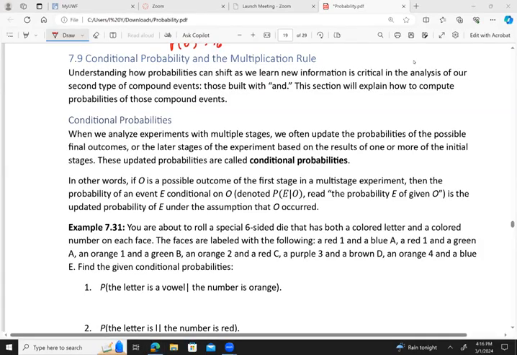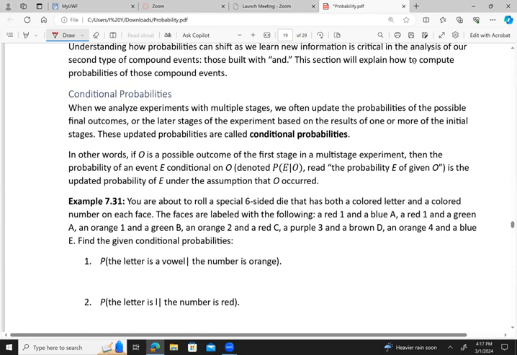Okay, today we're looking at section 7.9, conditional probability and the multiplication rule. Understanding how probabilities can shift as we learn new information is critical in the analysis of our second type of compound events, those built with "and." This section will explain how to compute probabilities of those compound events.